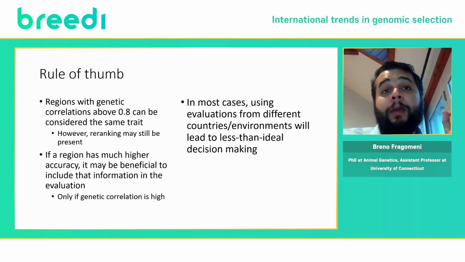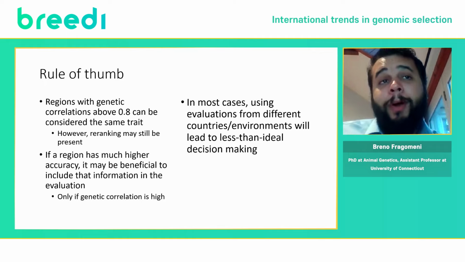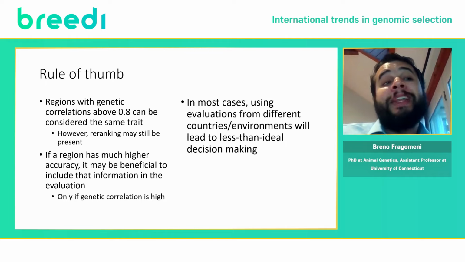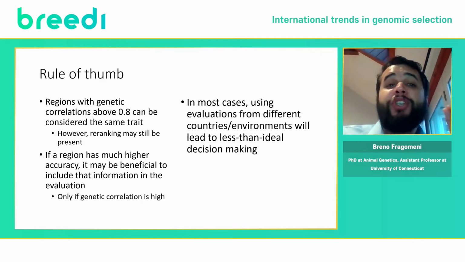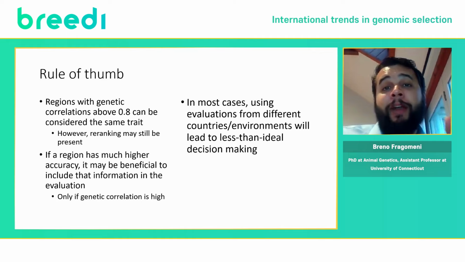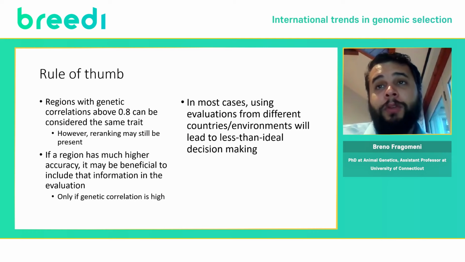So what are the numbers? Well, usually we talk about genetic correlation above 0.8. We do not necessarily need to split the evaluation into two, but it depends. It needs to be evaluated. If one region has a much higher accuracy, it may be beneficial to include that region into the evaluation. However, in most cases, using data from different countries and environments will harm our decision-making, especially when genetic correlation is low, which is expected for fertility, health, longevity, efficiency, and so forth.